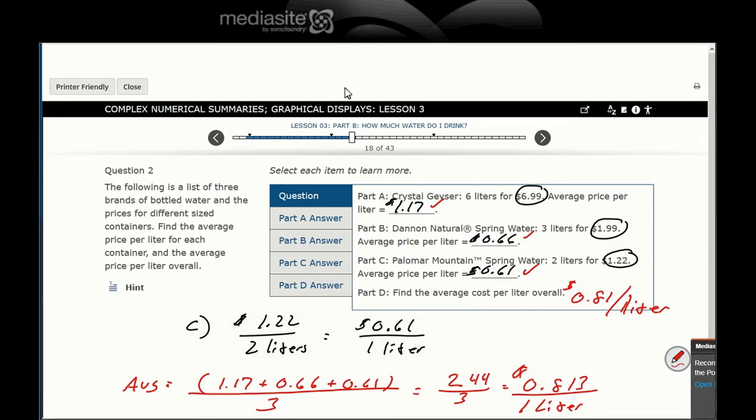So, out of curiosity, let's give it a try. Let's do 6.99, the cost of them, and divide it by what? Well, 6 plus 3 plus 2 is 11. Now here's a question. Are we going to the same answer? Are we?